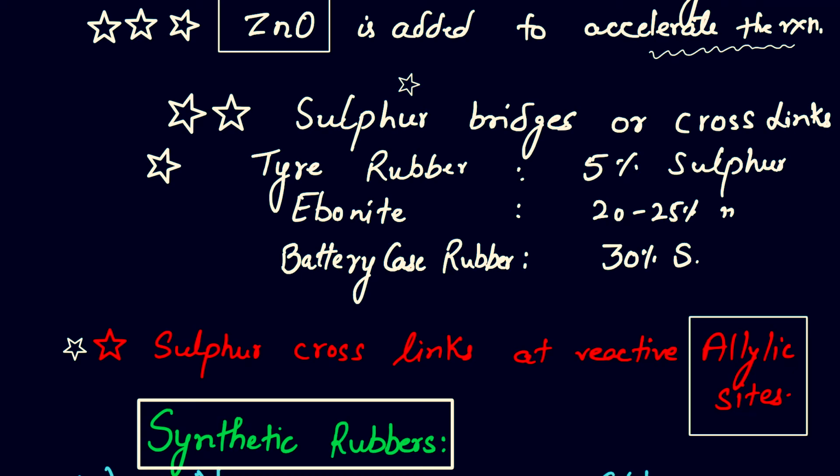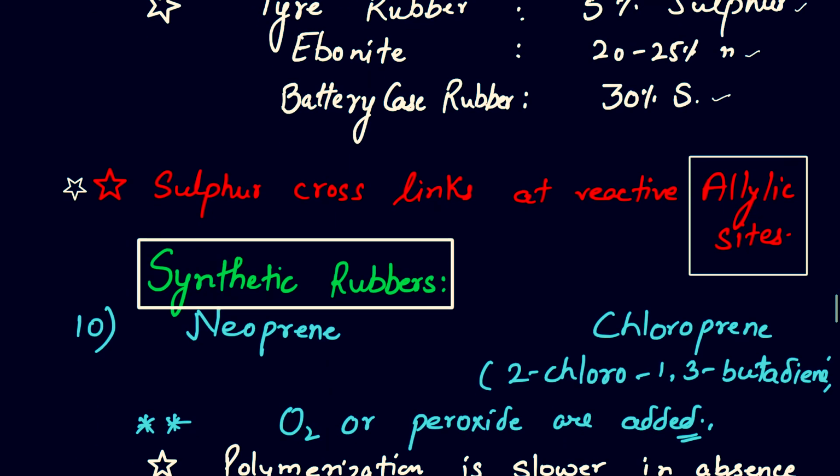Now tire rubber basically contains 5% of sulfur, ebonite contains 20 to 25% of sulfur, battery case rubber contains 30% of sulfur content in it. Now this point is again very important regarding vulcanization of rubber, that sulfur cross links are formed at the reactive allylic sites. Please remember that sulfur linkages are present at the allylic sites.